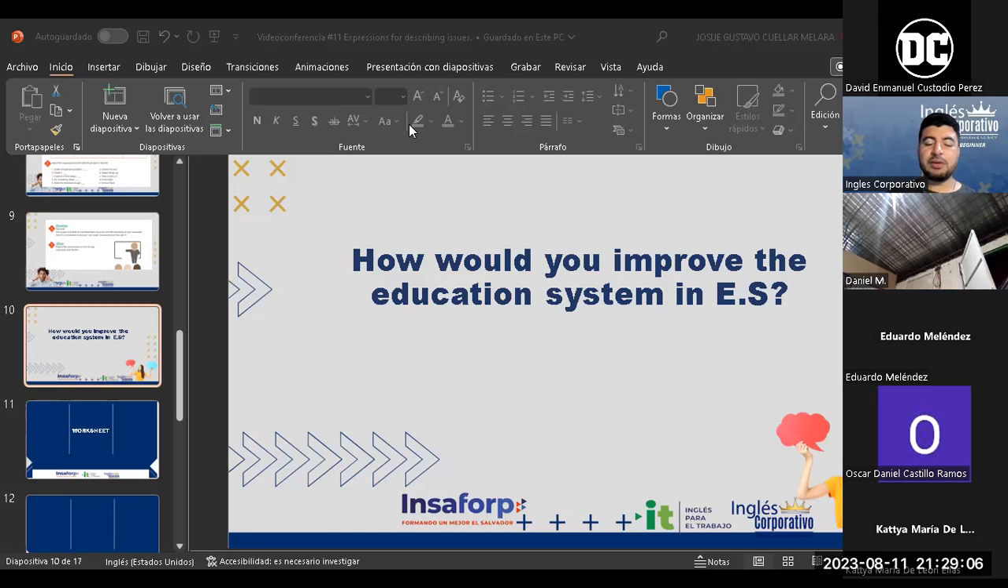Gustavo. Let's go with Eduardo and Rosalie. Eduardo, any opinion about this? In my opinion, I think the education in El Salvador has to make a change with the teachers, because there are teachers that have many years giving the same things. And today, we need, like you say, actualize. Update. Update, yes, right. Yeah, update, of course.